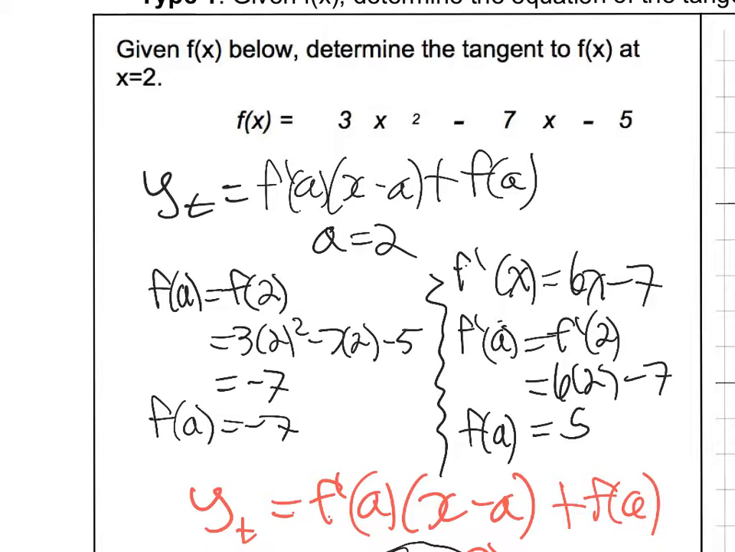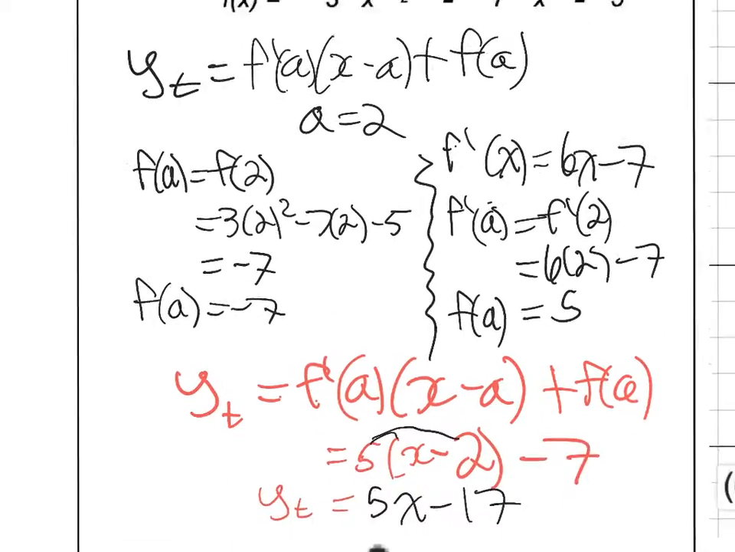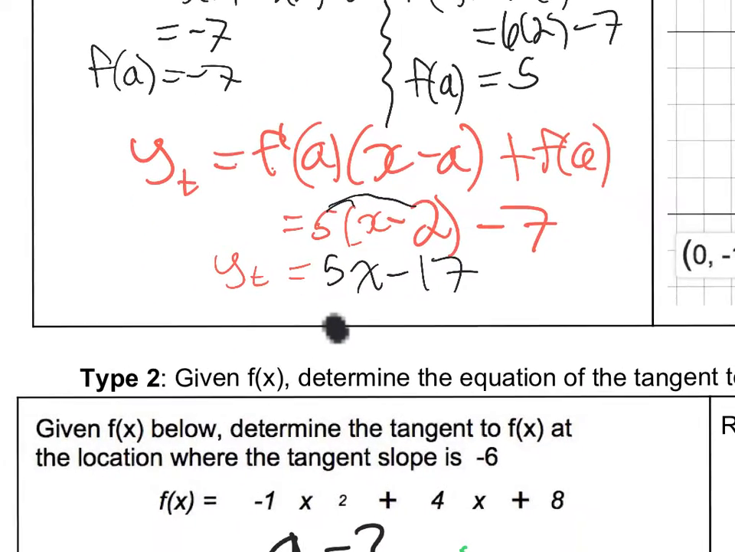Now really all we have to do is substitute into that equation. So we go back to our equation right there. f prime at a is the slope. That's 5. We know our a value is 2, so I replace that with 2. f at a is right there, and we replace that with negative 7. Okay, and so it's 5 bracket x minus 2 minus 7.